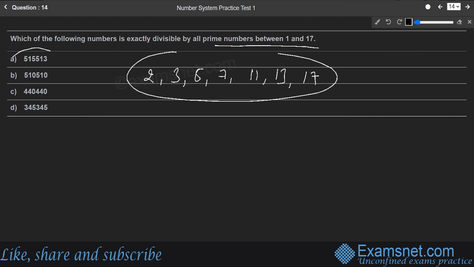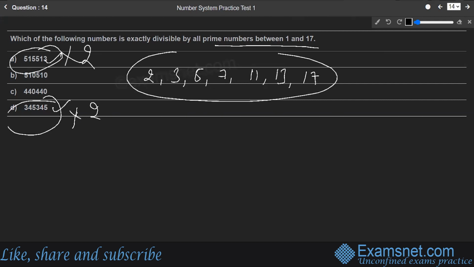So obviously option A and option D are not divisible by 2. It can be easily seen that they are not divisible by 2 because they are odd numbers. So they cannot be the right answer because the right answer has to be divisible by all of them, but it is not getting divisible by 2, so they cannot be the right answer.